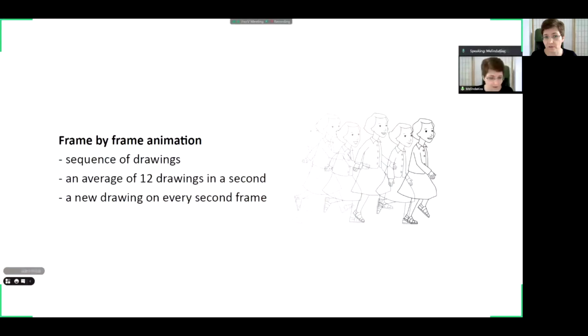But still, if you can imagine that you are working on a character, you are drawing a character 12 times, and you still have just 1 second. So you can imagine that creating animation is a huge work. It needs a lot of time, a lot of energy, but the good part is that the result can be very amazing and impressive.